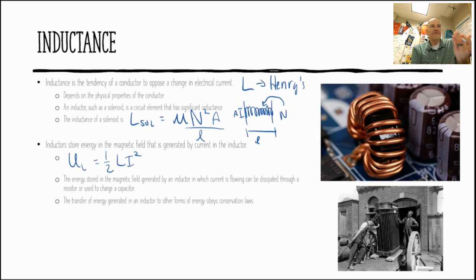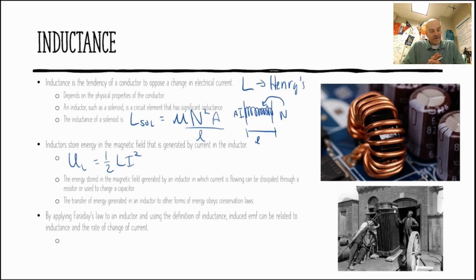Energy generated in an inductor is going to change to other forms of energy, and again, we always obey our conservation laws. By applying Faraday's law to an inductor and using the definition of inductance, induced EMF can be related to inductance and the rate of change of current. This is called self-inductance.